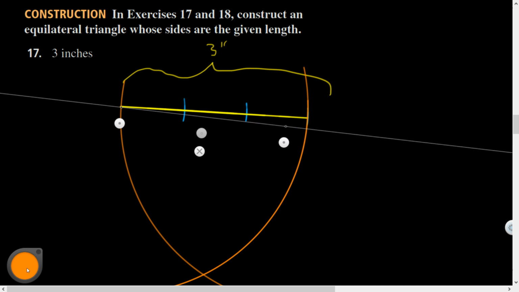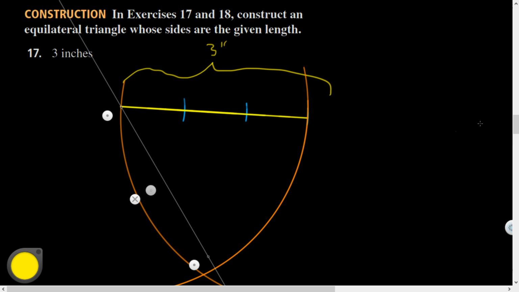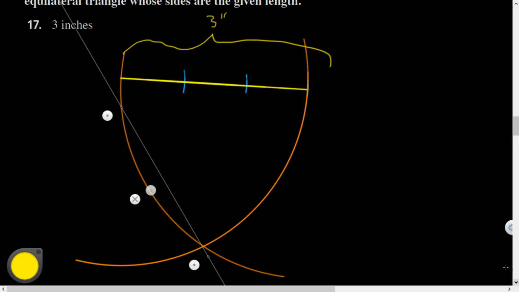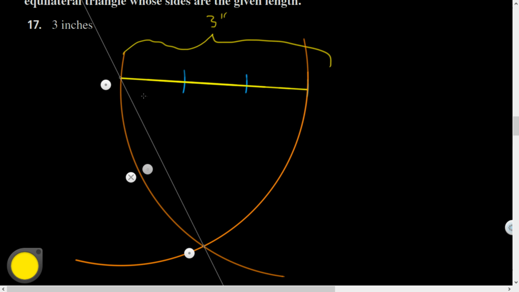And let's draw those remaining sides connecting the endpoint to the intersection. Well, I'm out of space. Oh, it rolled. Sorry. There we go.